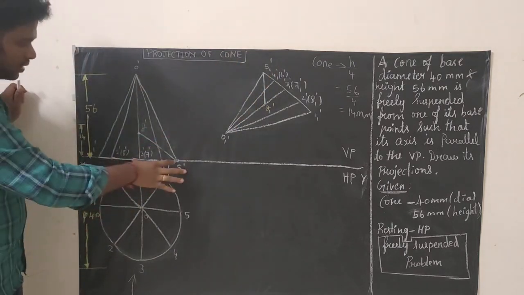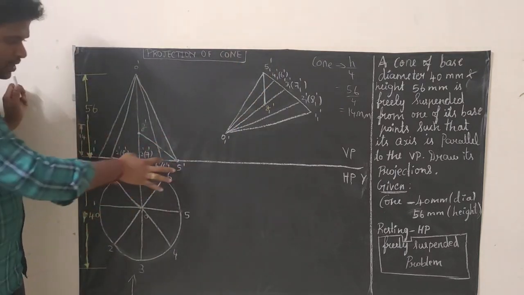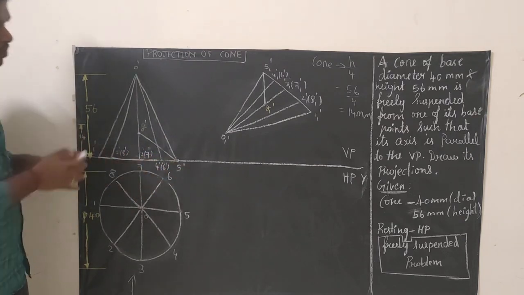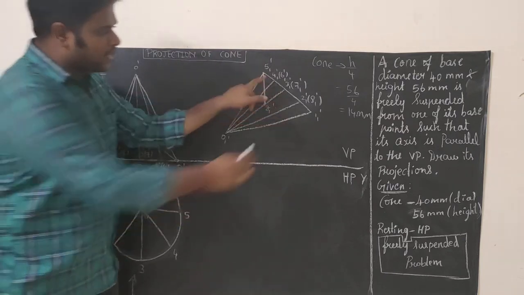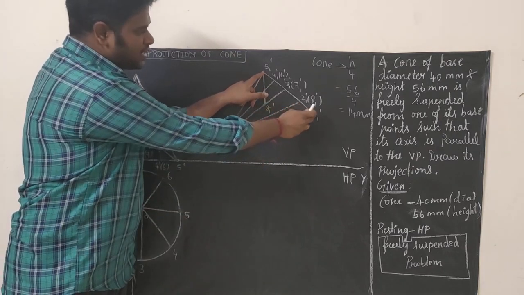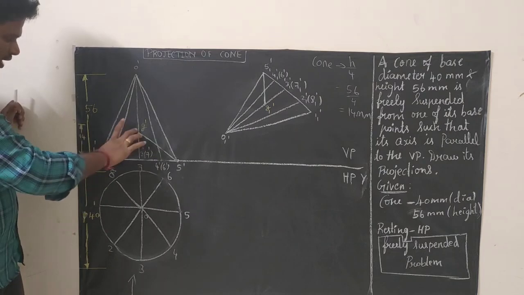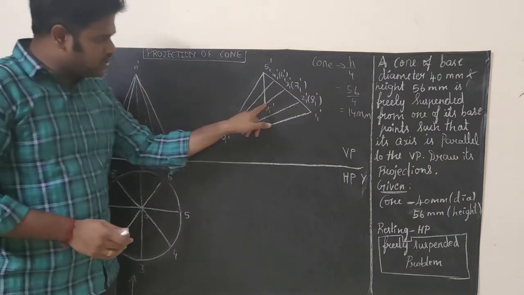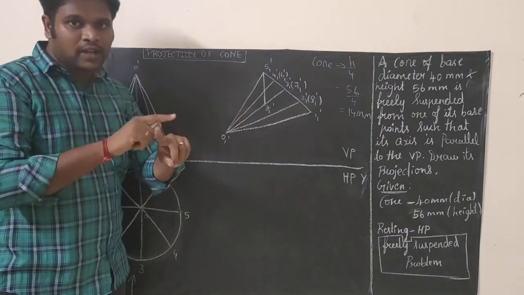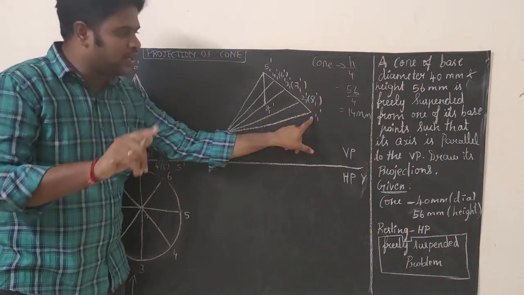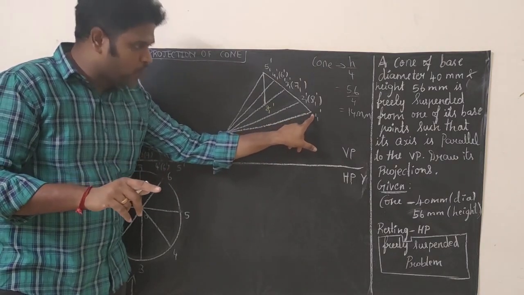Now take your compass, measure 5 dash to 1 dash in your compass. From 5 dash cut an arc here. Measure G dash to 1 dash in your compass. From G dash cut an arc. So when both the arcs cut, you will be getting a point, right? That point is called 1 dash. Mark that point as 1 dash.